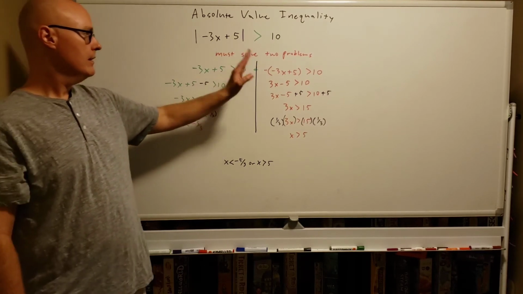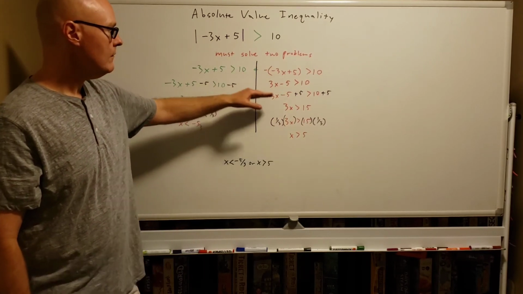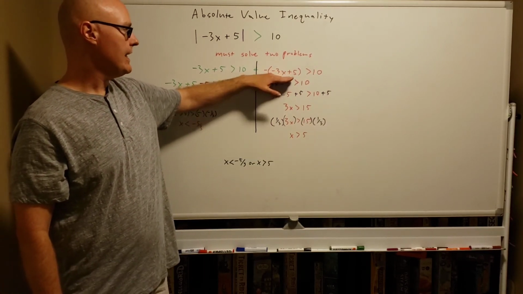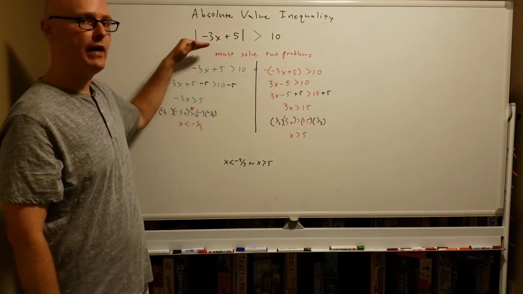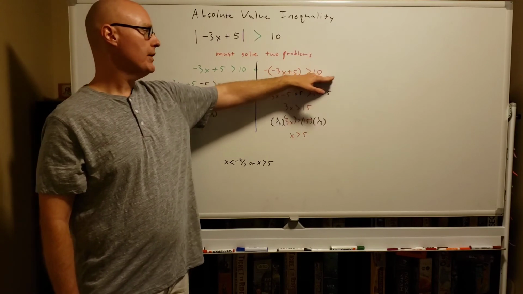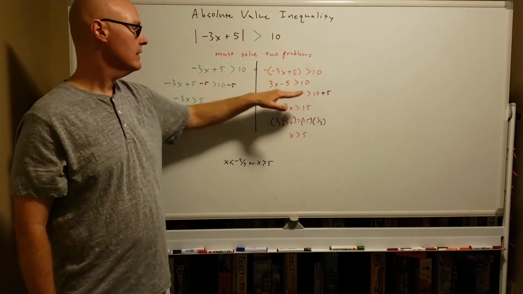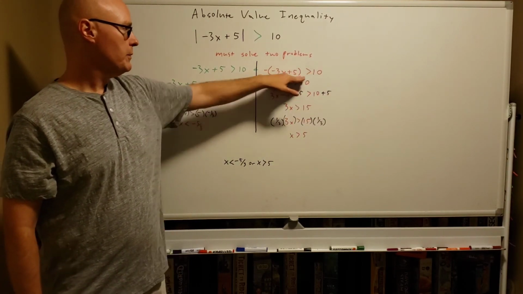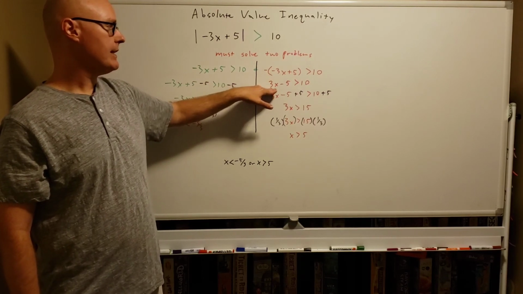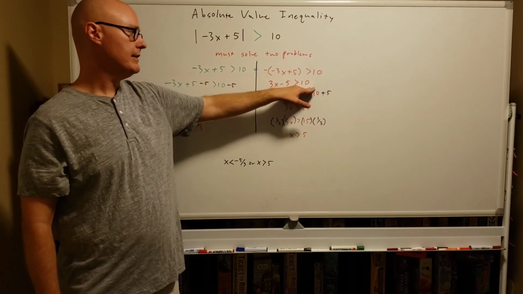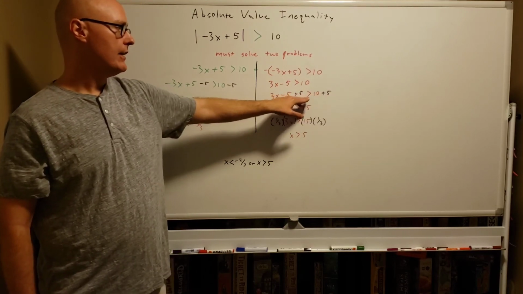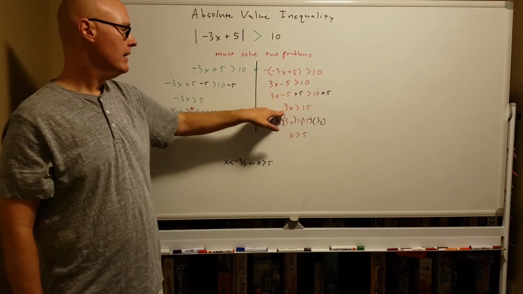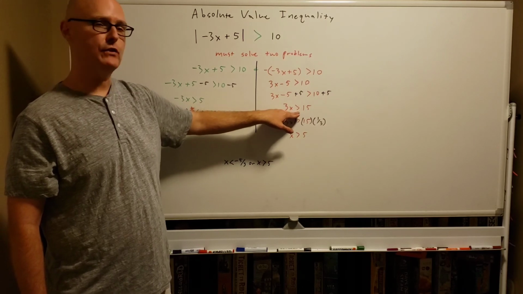If we go to the other side, again, I had negative 3x plus 5, negative of this, so this is the other direction. That must be greater than 10. Multiplying the negative 1 through, I get 3x minus 5 is greater than 10. Add 5 to both sides. I do not change the inequality. And I have 3x is greater than 15.